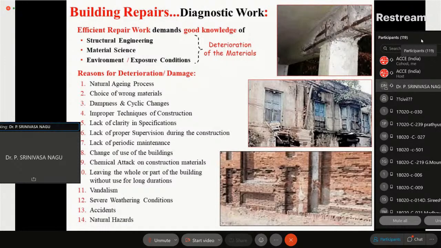So all these things will help you to understand why materials are deteriorating, why maintenance is required, because the material is deteriorating. Why is material deteriorating? Now these are the reasons you can say.